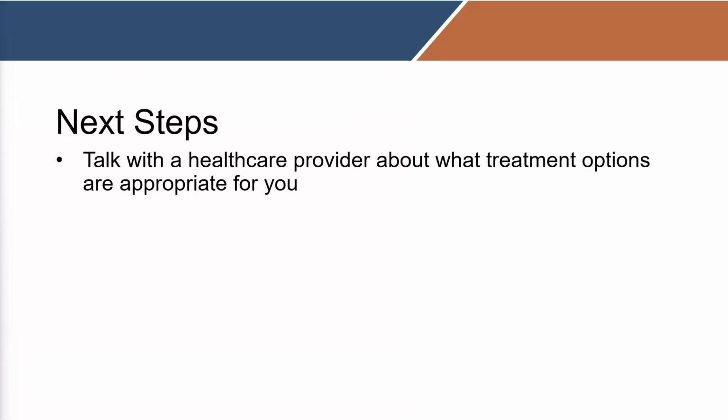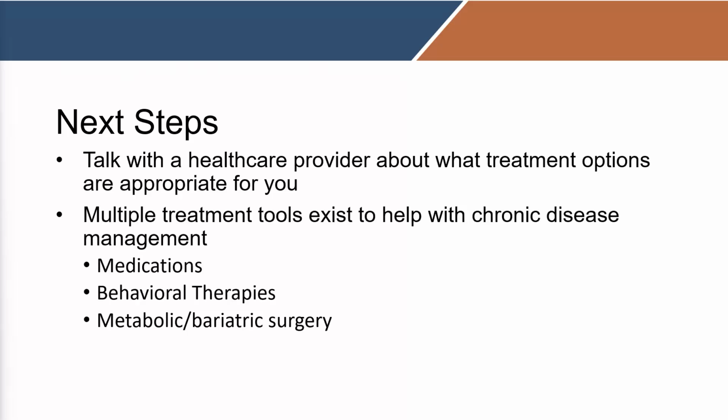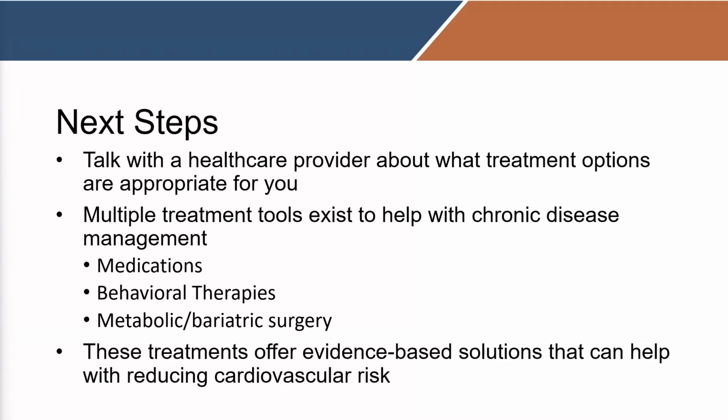There are several different tools to manage obesity and reduce cardiovascular risk. These could be things like behavioral strategies such as nutrition, physical activity, counseling, medications, and newer options like GLP-1 therapies that have demonstrated both weight loss and cardiovascular health benefits. In certain patients, metabolic or bariatric surgery can provide significant and sustained improvements in weight and cardiovascular outcomes. These treatments are evidence-based, meaning they have been studied to improve health outcomes, and they work best when paired with ongoing lifestyle support and regular follow-up.